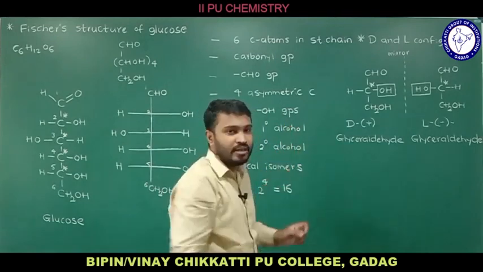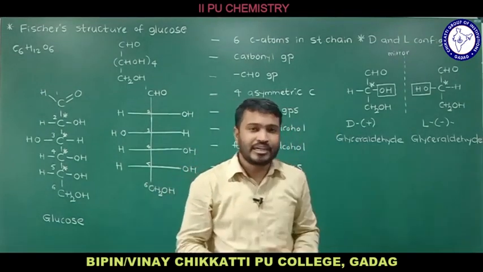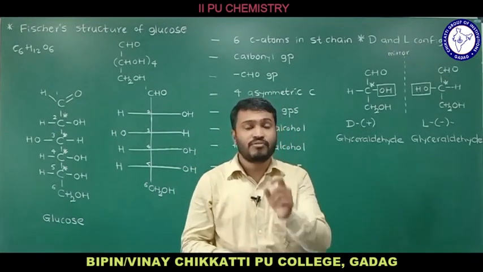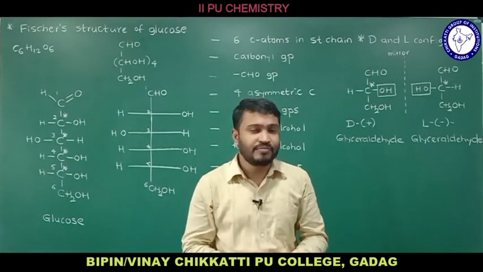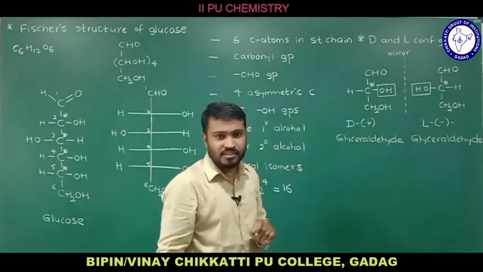They are non-superimposable. So non-superimposable, optically active mirror image isomers, we have one word for that, and we call them enantiomers. So these two I can say are enantiomers. Why?